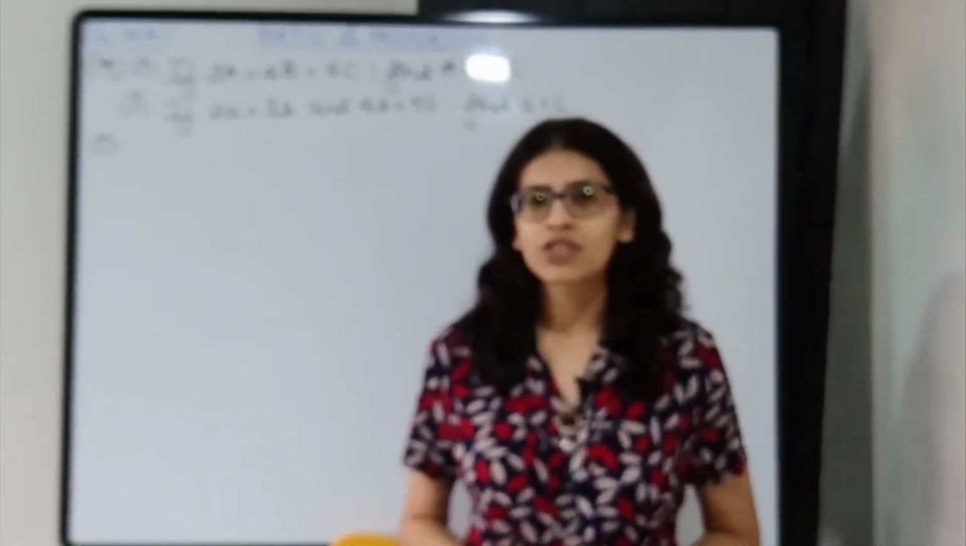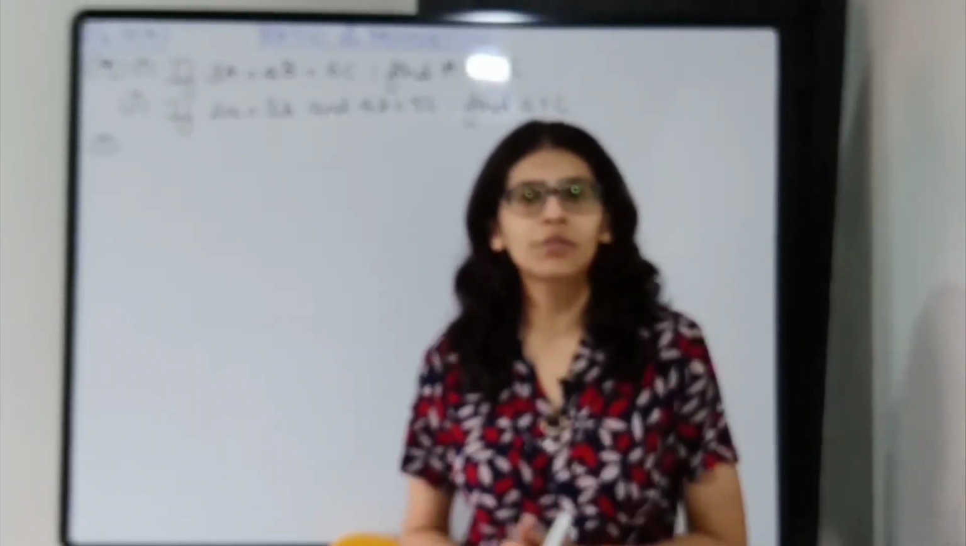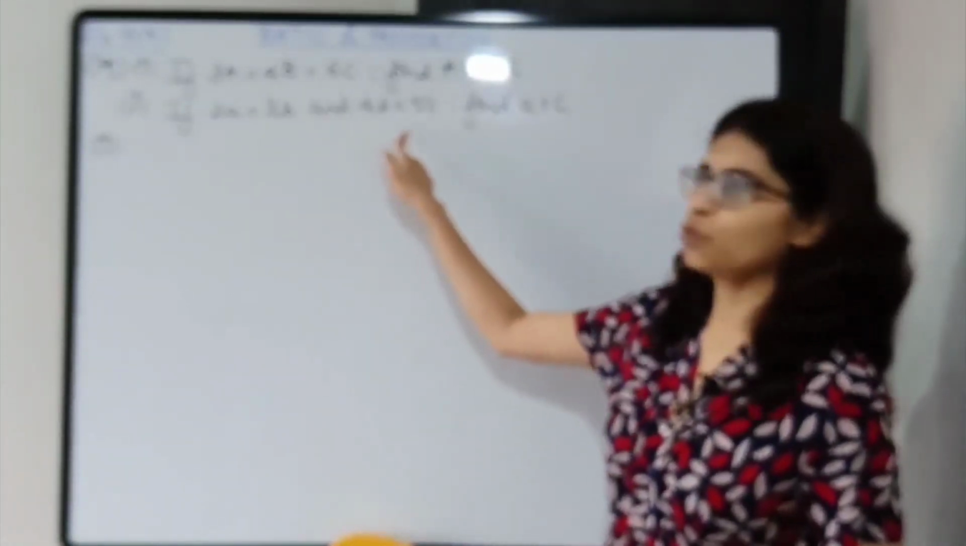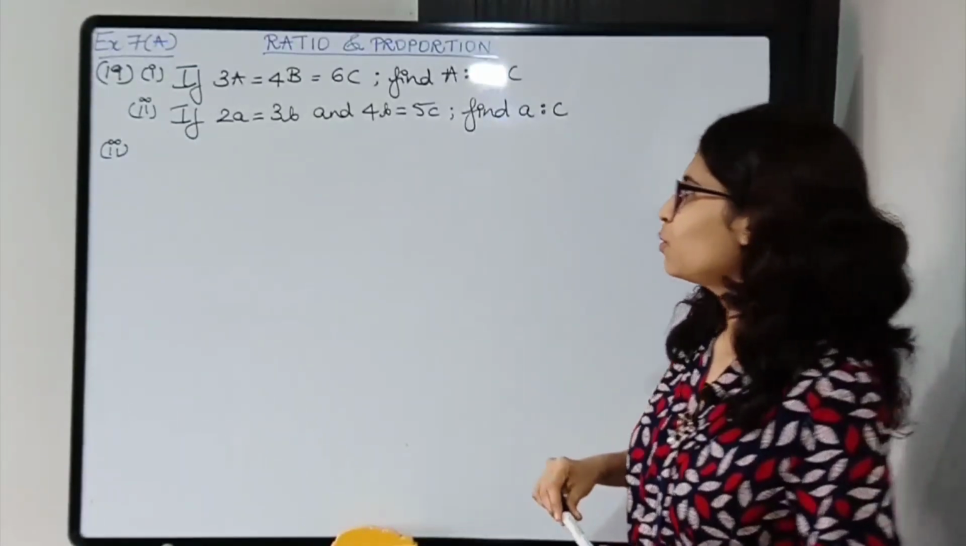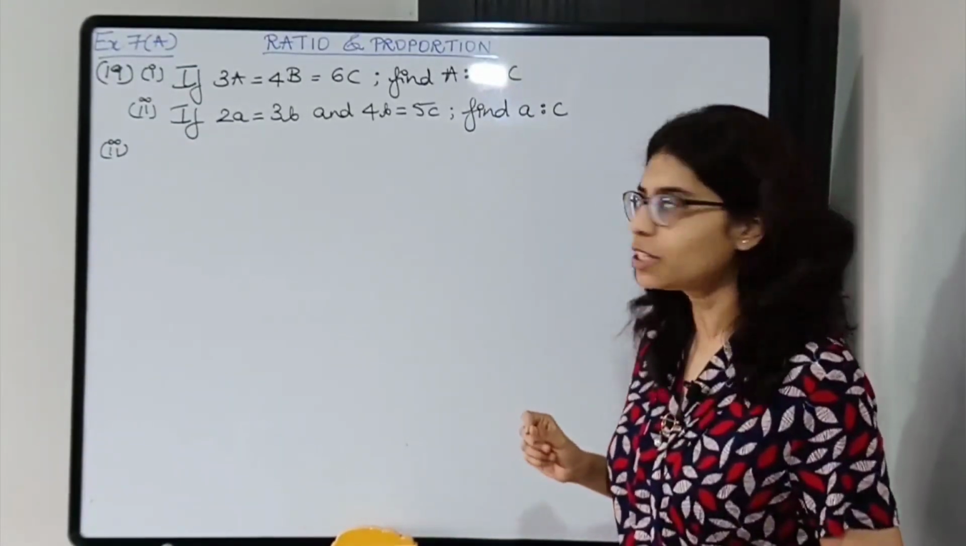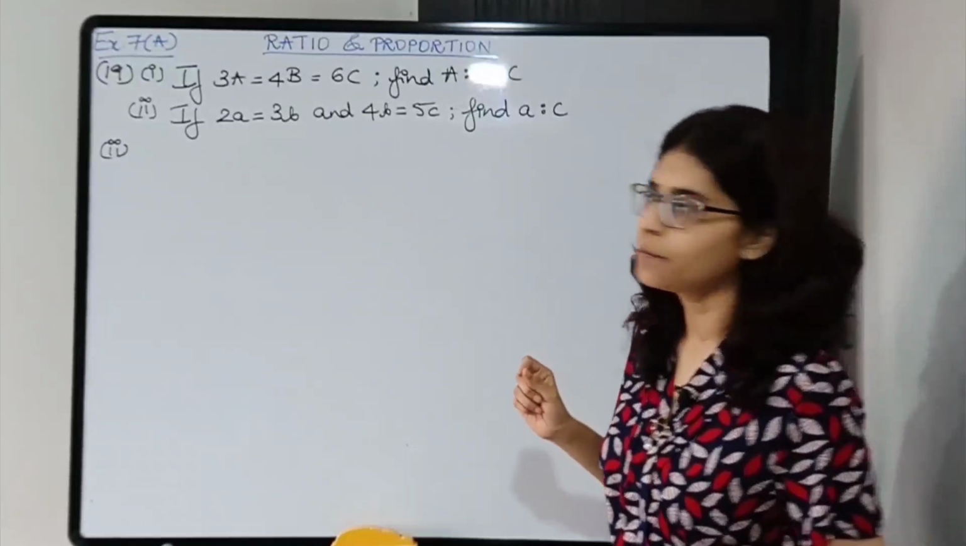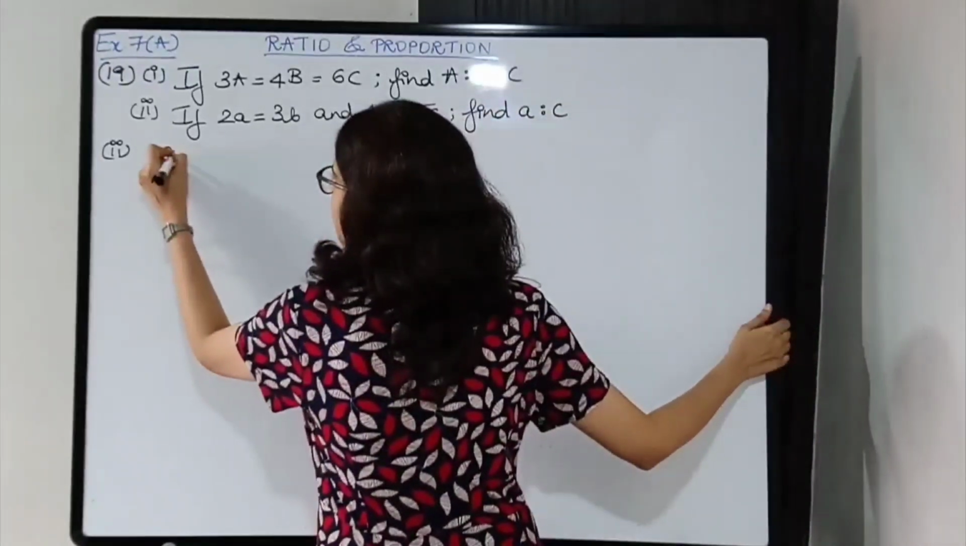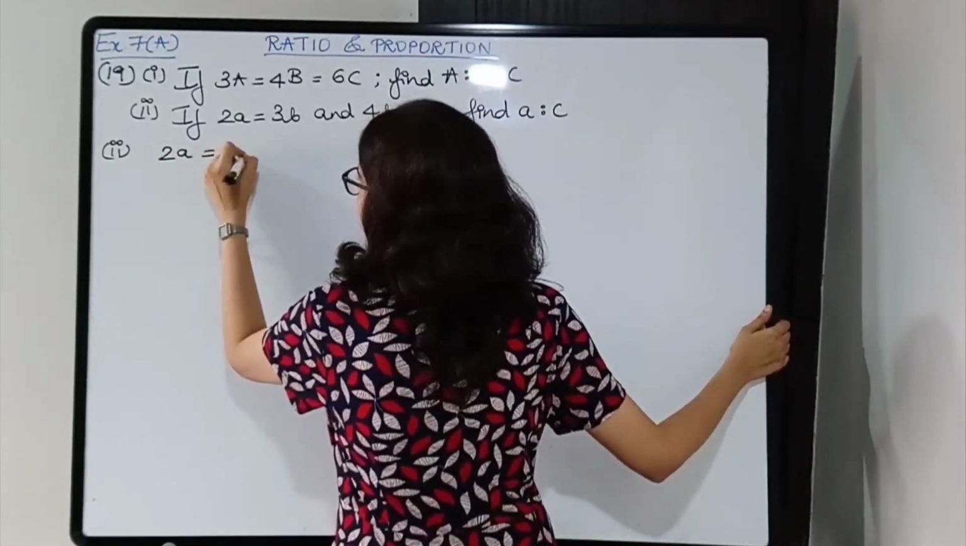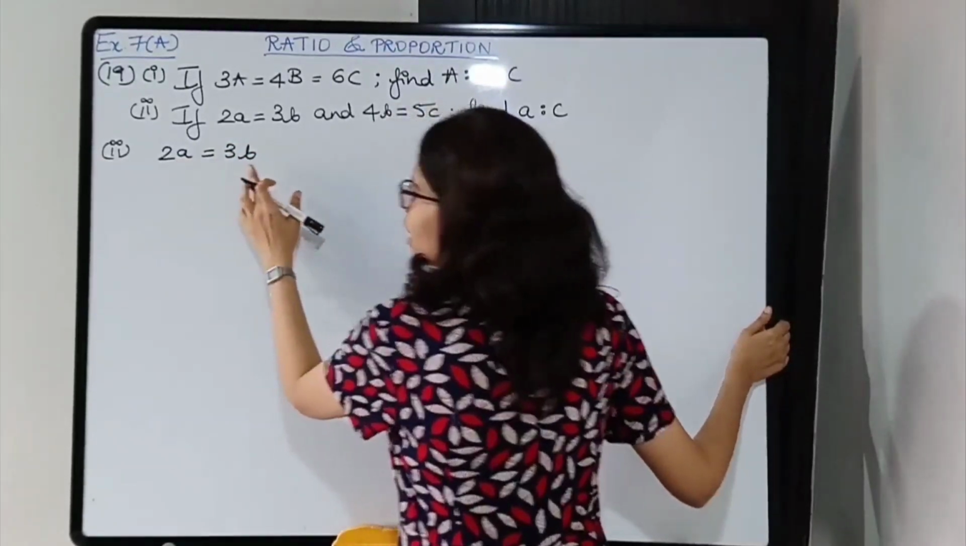Okay, now coming to the second part of the question. The second part of the question is similar to question number 18. How over here you will easily get the ratio. Okay, so you are given that 2A is equal to 3B and 4B is equal to 5C. So from this you can obtain two ratios, A and B.